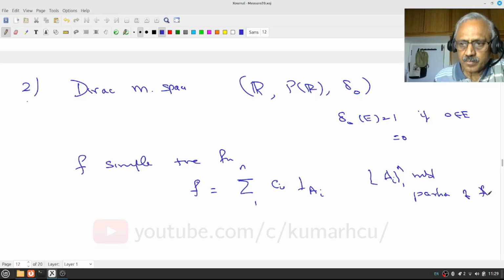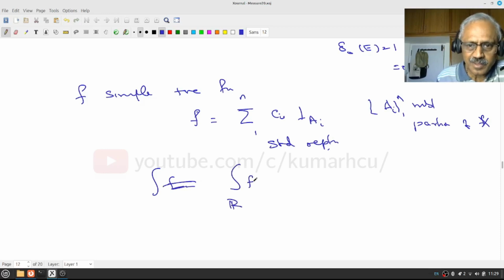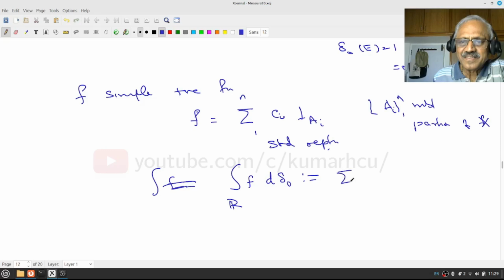Partition of X. This is a standard representation, right? Therefore, what is the integral of f? The integral of f by definition, let me write it, the integral of f over R, d delta naught, d mu, is this. By definition it is the sum of Ci times delta naught of Ai.